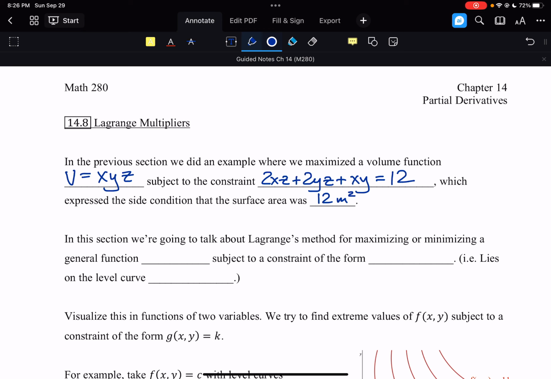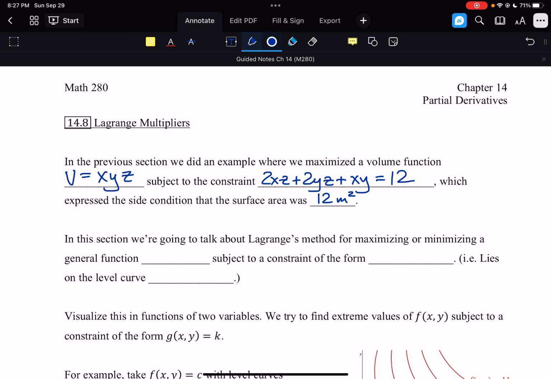So when we were looking at maximizing this function, we weren't trying to find the maximum of the entire function because unrestricted, it doesn't have one. This will grow as x, y, and z grow. This grows infinitely large, and it will never stop growing. It doesn't have a maximum by itself, but the material restriction, that constraint, told us you only have 12 square meters of cardboard to work with. Subject to this restriction, now what is the maximum of this function?